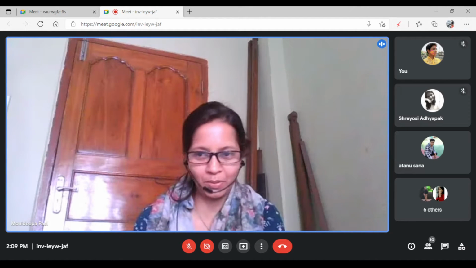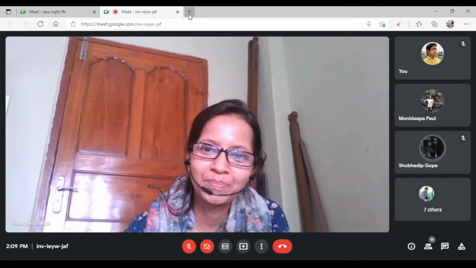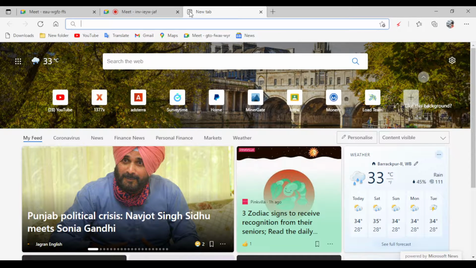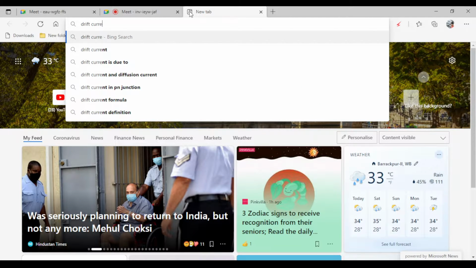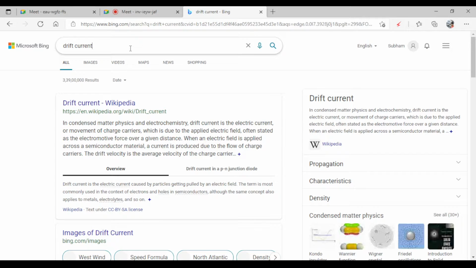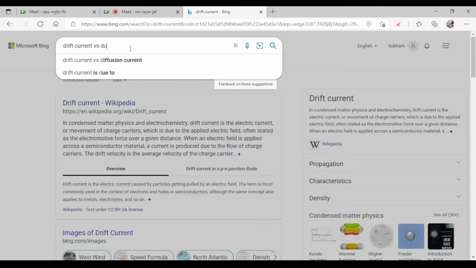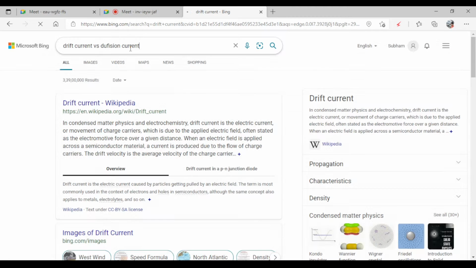Then Priyanshu, tell me what is drift current and diffusion current? Well, diffusion current in a semiconductor occurs due to diffusion of charge carriers, and drift current in the semiconductor occurs due to the movement of the minority and majority carriers in the semiconductor. What is the PN junction diode? Okay? What is the diffusion current? Ma'am, it occurs due to diffusion of charge carriers. Charge carriers, minority carriers and majority carriers.